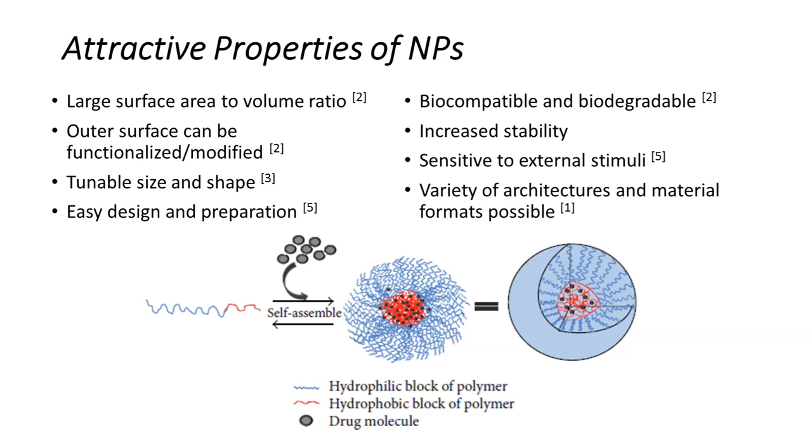So what are some of the attractive properties of nanoparticles? What makes them so attractive? Well, for one, they're small. They have a larger surface area to volume ratio. This allows them to increase their solubility in solution, in the blood plasma, for instance. Their outer surfaces can also be functionalized or modified to target specific cancer cells.